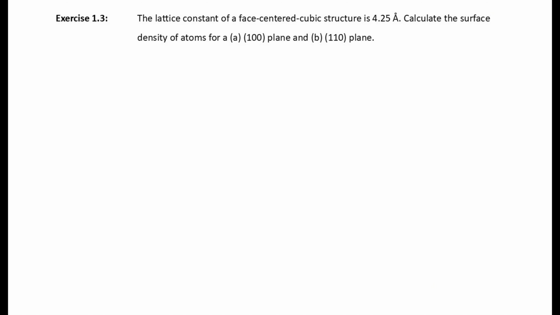Exercise 1.3. The lattice constant of a face-centered cubic structure is 4.25 angstrom. Calculate the surface density of atoms for a 100 plane and 110 plane.